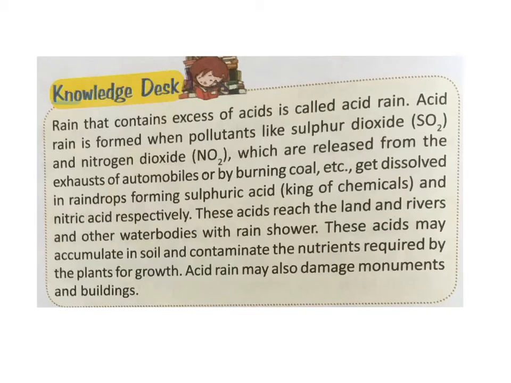Children, let's have a look at the knowledge desk. Rain that contains excess acid is called acid rain. Acid rain is formed when pollutants like sulfur dioxide, SO2, and nitrogen dioxide, NO2, which are released from the exhaust of automobiles or by burning coal, get dissolved in raindrops forming sulfuric acid, also known as the king of chemicals, and nitric acid respectively.